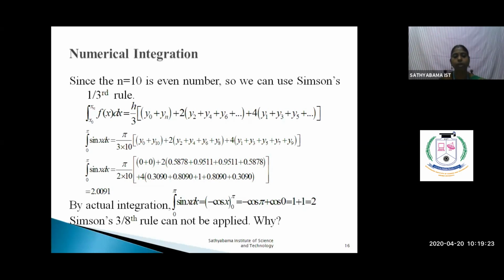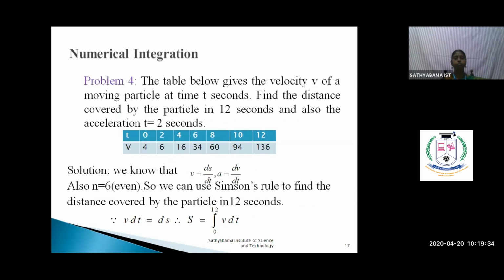And why are we not applying Simpson's 3/8 rule? Just now I told you, because n is not a multiple of 3. Is it clear? Okay. Then come to the fourth problem.